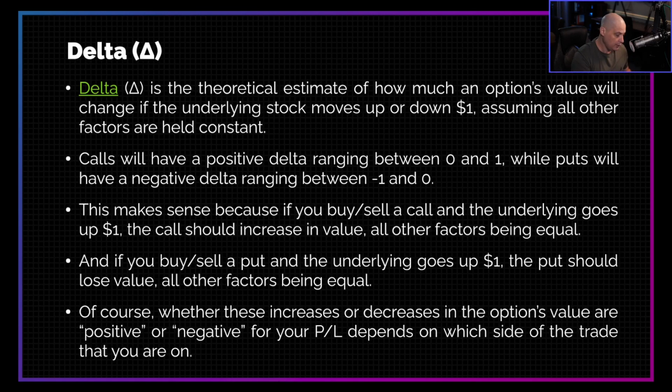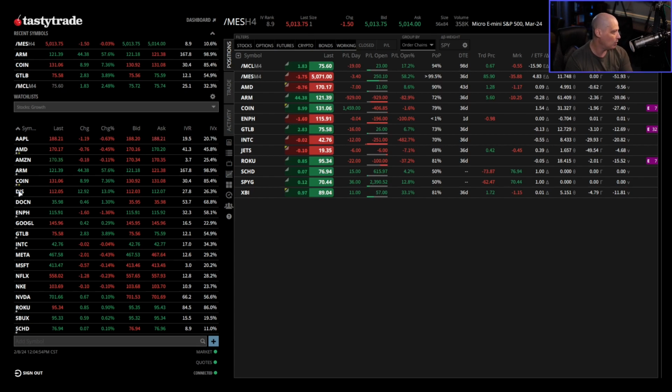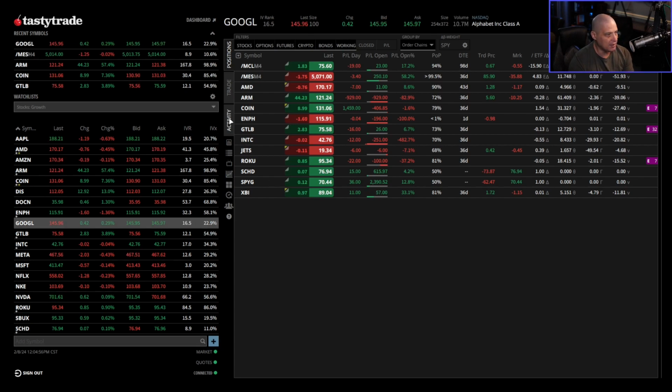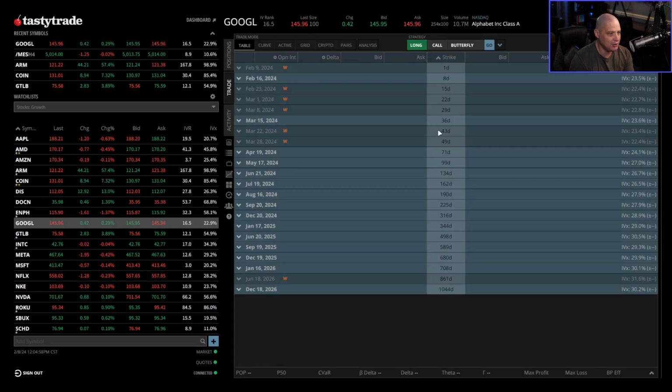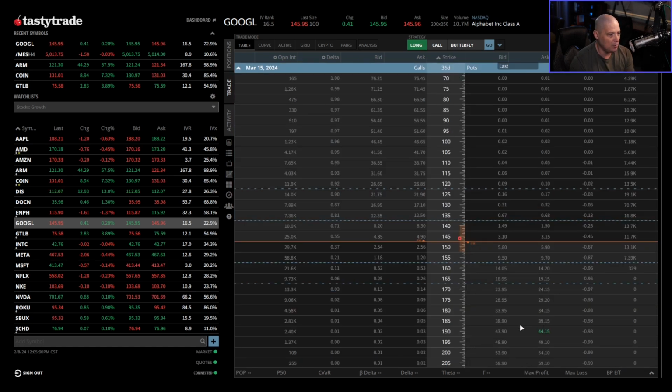So if I switch over to the tastytrade platform, I'm just going to pick a stock here. We'll pick Google, and let's go to the option chain for Google. If I open the option chain and take a look at the calls, I've got this column here for delta, and you will see that delta goes from 1 all the way to 0. That's a +1 all the way to 0. And then with the puts, we've got delta starting at basically -1 and going up to 0.